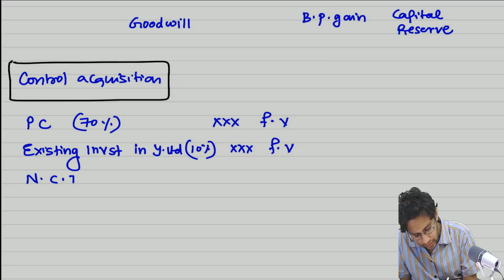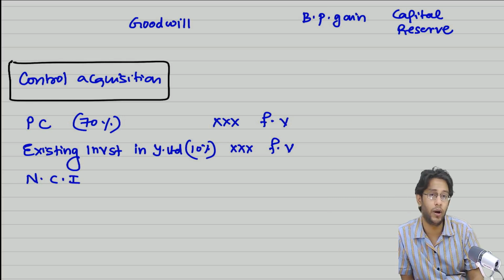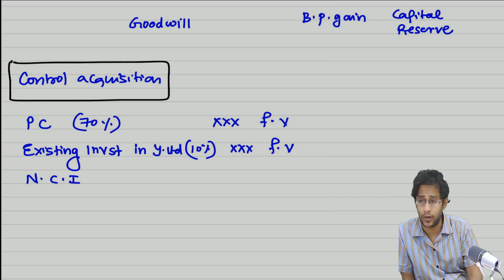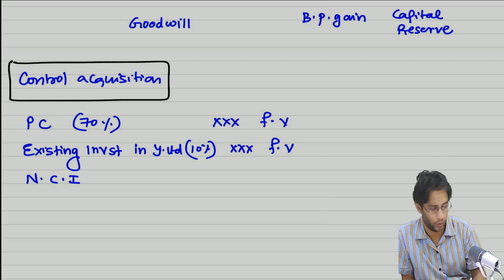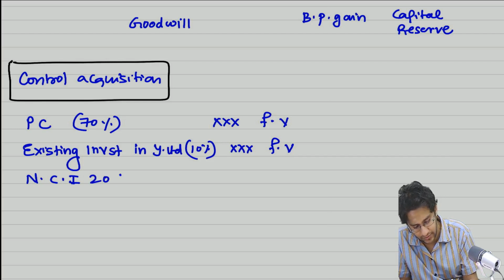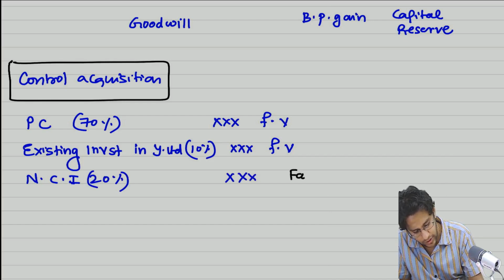Then the non-controlling interest. You acquired 70% now, you are already having 10%, totally you are having 80%. The other 20% shareholding in Y Limited, which you don't own, is called non-controlling interest. In non-controlling interest also you have to consider here. Here you have a choice. Either you can measure this NCI on acquisition date at fair value or at proportionate share of net assets.